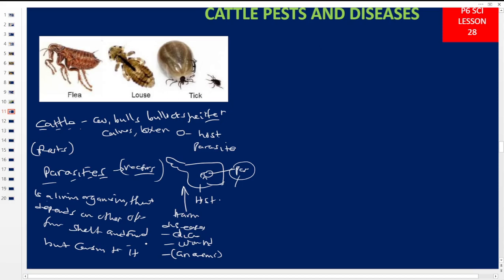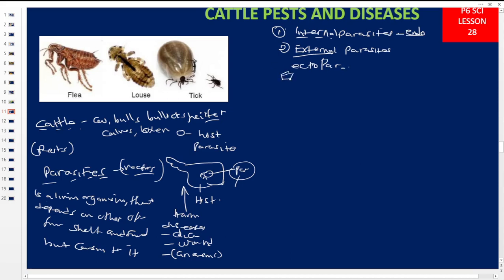Okay, those are parasites. Now we classify these parasites into classes, and there are two groups of parasites. One, we have the internal parasites, and also the external parasites. The external parasites are also called ectoparasites, whereas the internal parasites are called endoparasites. So not internal, they are called endo. And these are called ectoparasites.